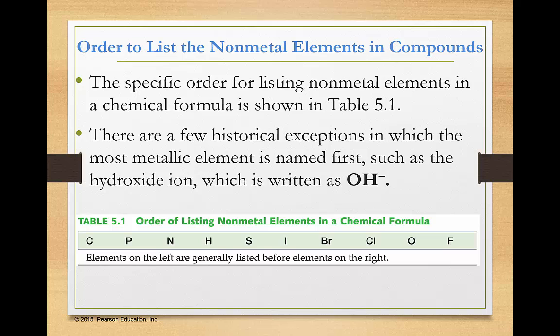Now, there are a few exceptions to the rule that you write the most metallic element first. One example that you're going to see a lot is the hydroxide ion, and we're going to be looking at these types of ions in just a minute. This one is written as OH, and then the minus indicates that it is an ion. It's an anion with a charge. So it's not written with the hydrogen first, which is probably good, so we don't have to go around saying ho, ho, ho all the time.